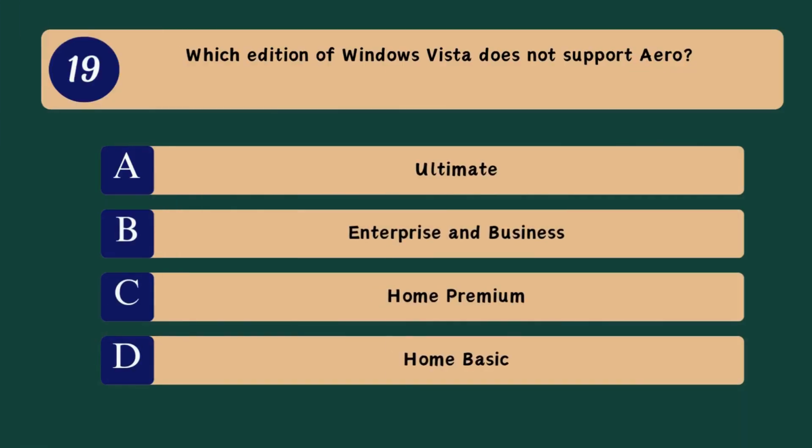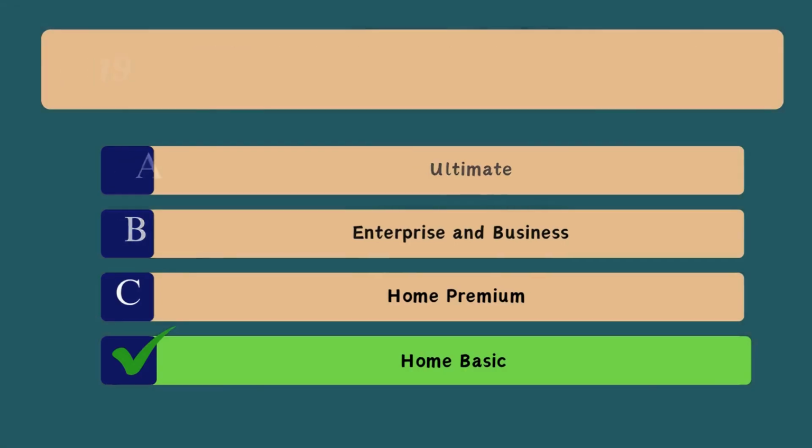Question 19. Which edition of Windows Vista does not support Aero? A. Ultimate. B. Enterprise and Business. C. Home Premium. D. Home Basic. Correct answer. D. Home Basic.